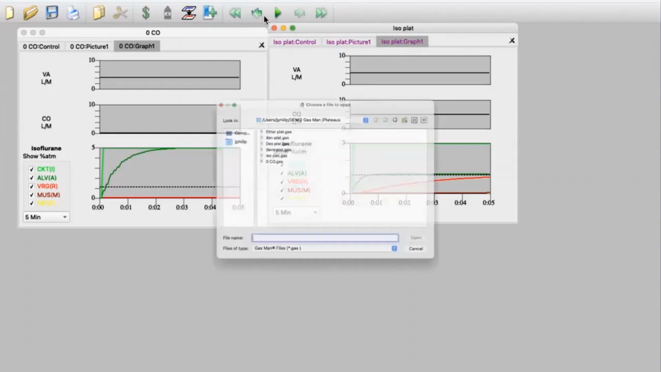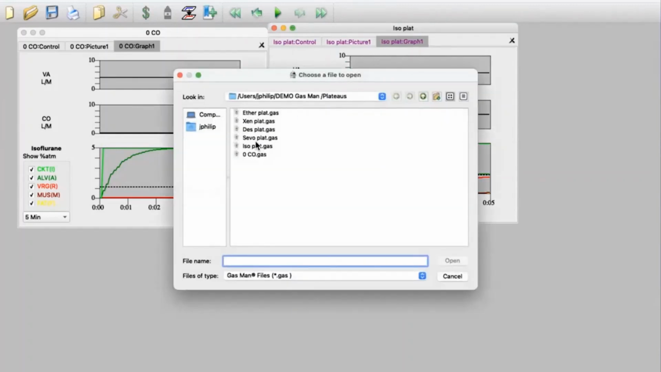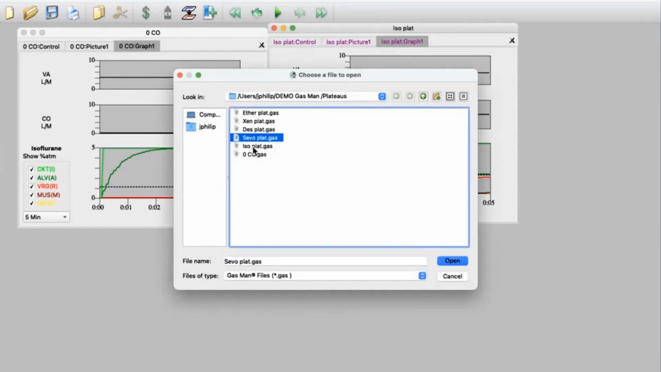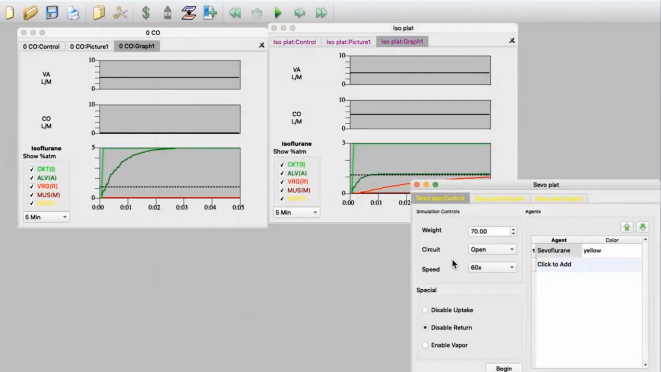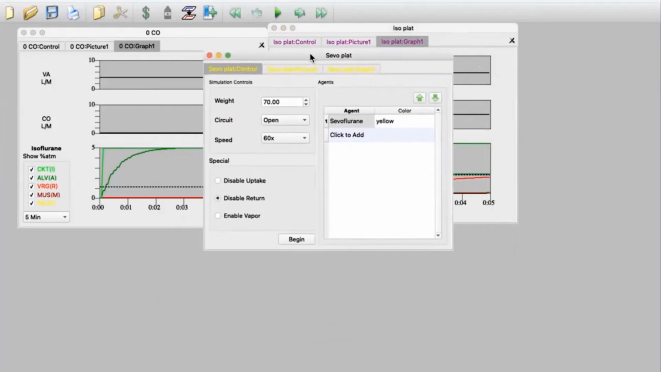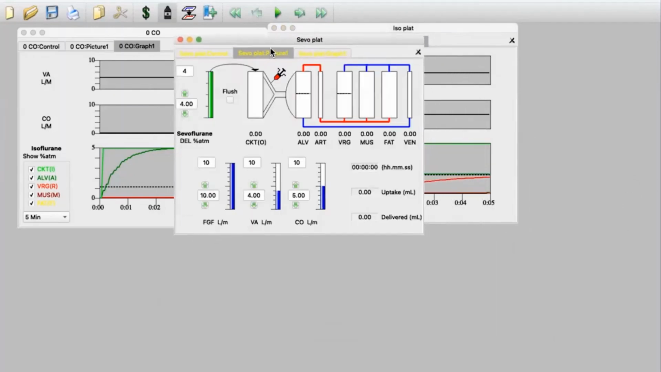And I'm going to do another simulation now, and I'll do that of sevoflurane. And we'll run that simulation.